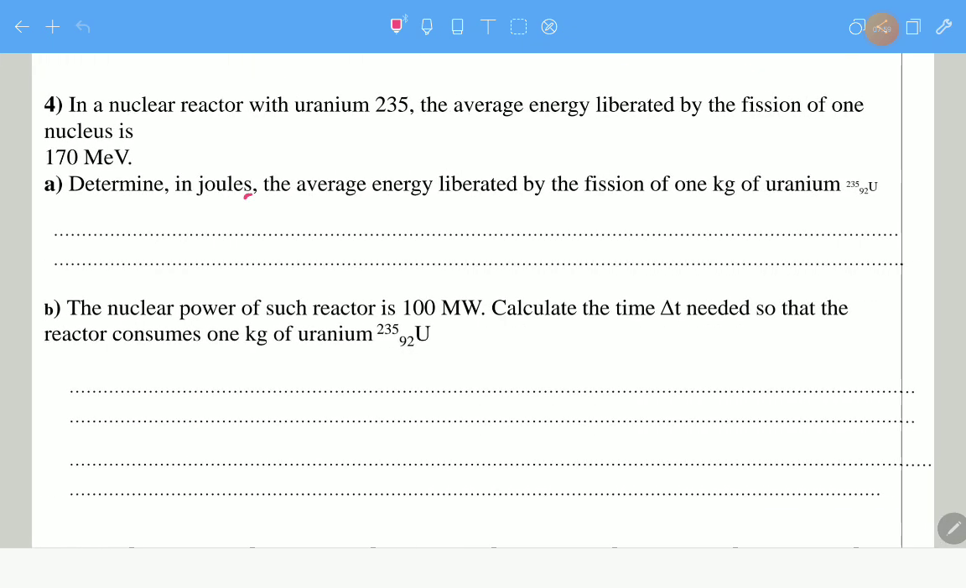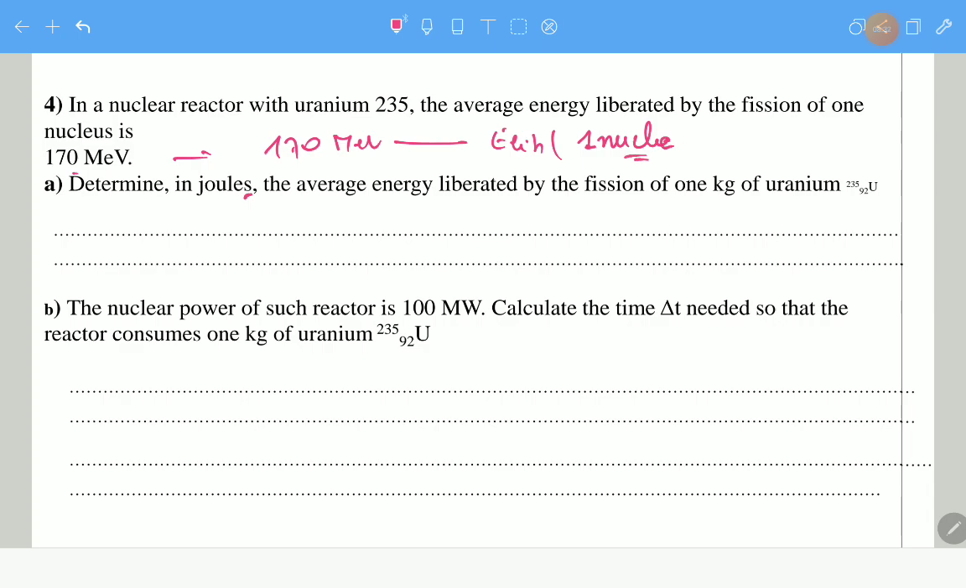So the next question is, in a nuclear reactor with uranium, the average energy liberated by the fission of one nucleus is 170 MeV. Determine in joules the average energy liberated by the fission of 1 kilogram of uranium. So this energy, 170 MeV, is liberated just by one nucleus.